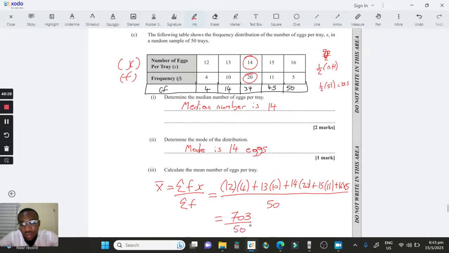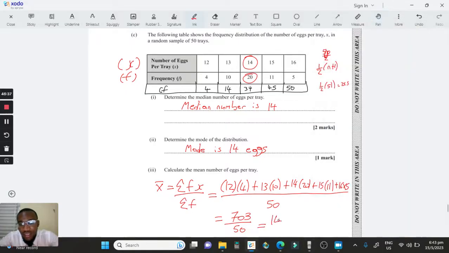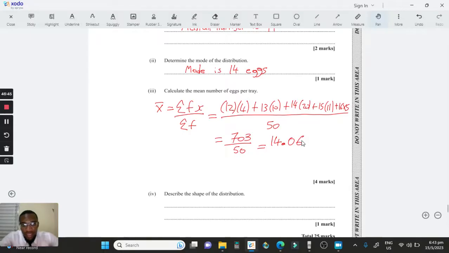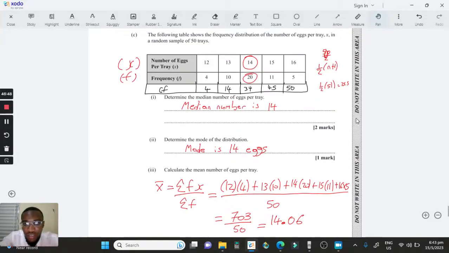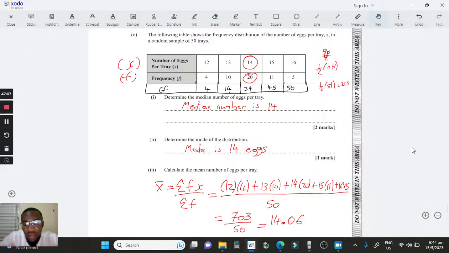We'll divide 703 by our 50. And we get 14.06. So notice we're getting roughly 14. Now, this is it, 14.06. I just want to make sure this is perfect. This was just to add them again: 48 plus 130 plus 280 plus 15 times 11, as we said, was 165, plus 80. Yeah, so we know it's 14.06.